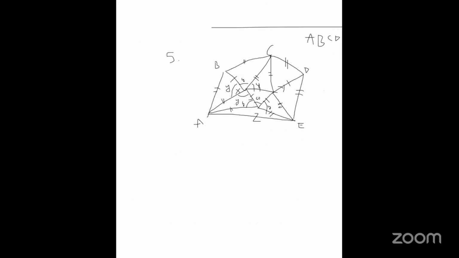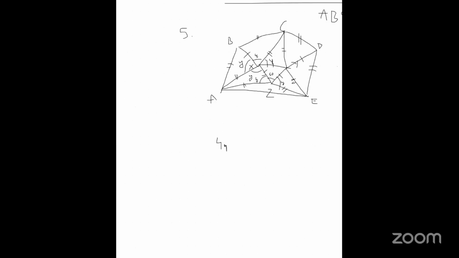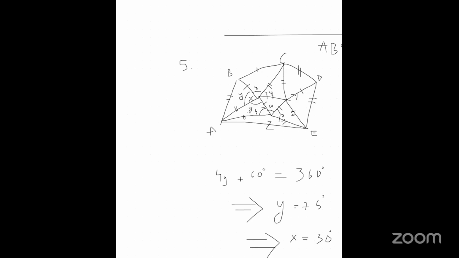So 4y plus 60 is the angle around x, which is equal to 360 degrees. So this implies y is 300 by 4, which implies y is 75 degrees. And this implies x is 30. Sorry, not 35, x is 30. So we have x and y, and now we just need to calculate everything which exists in the picture. So each of these is x.